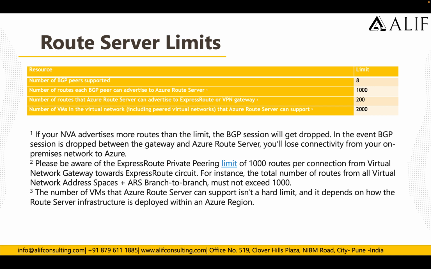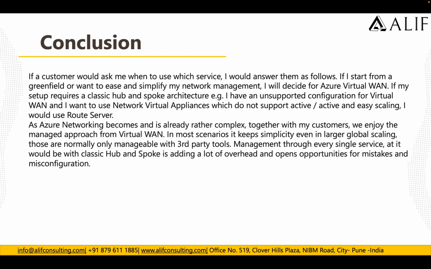The number of VMs in a virtual network, including the peered virtual networks, that Azure Route Server can support is up to 2000. Which means if you have more than 2000 VMs, you need to have 2 Azure Route Servers in the network. So this is how you can plan your route server by keeping these limits in mind.